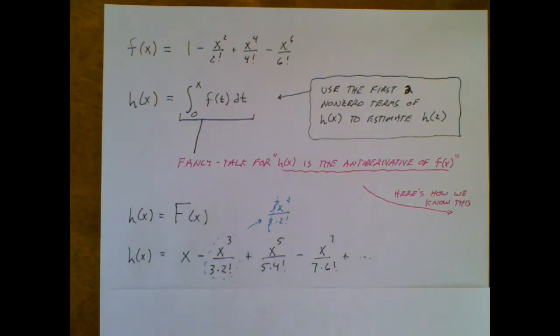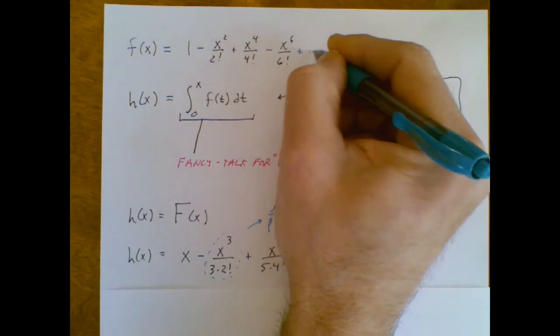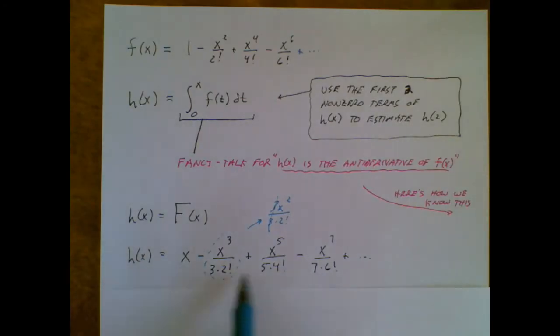Same thing here and here. And also some other people might be looking at this saying, hey, 3 times 2 factorial is really 3 factorial. And you could write it like that if you want, but there's nothing wrong with leaving it this way as well. So now I have my h of x, and if f of x goes on forever, I probably should have done the dot, dot, dot. That means h of x is going to go on forever.